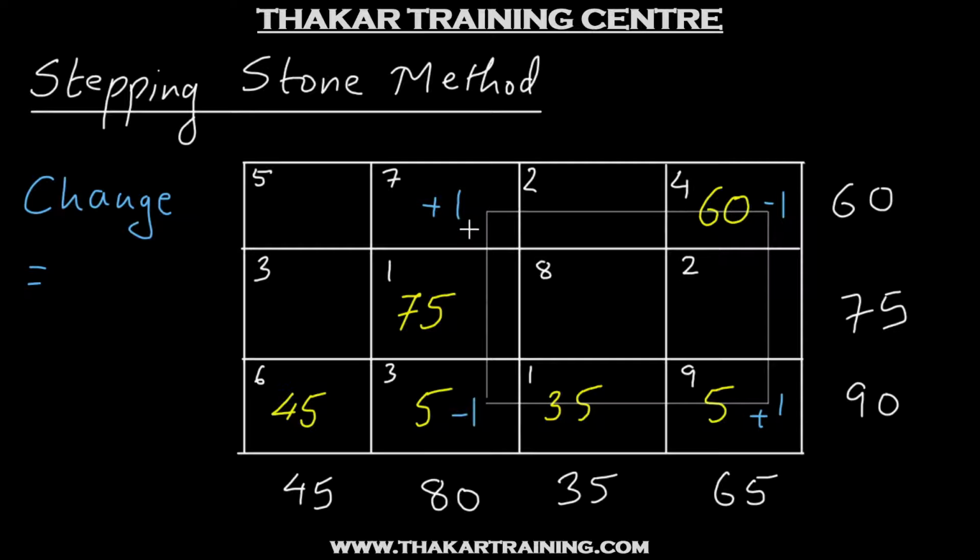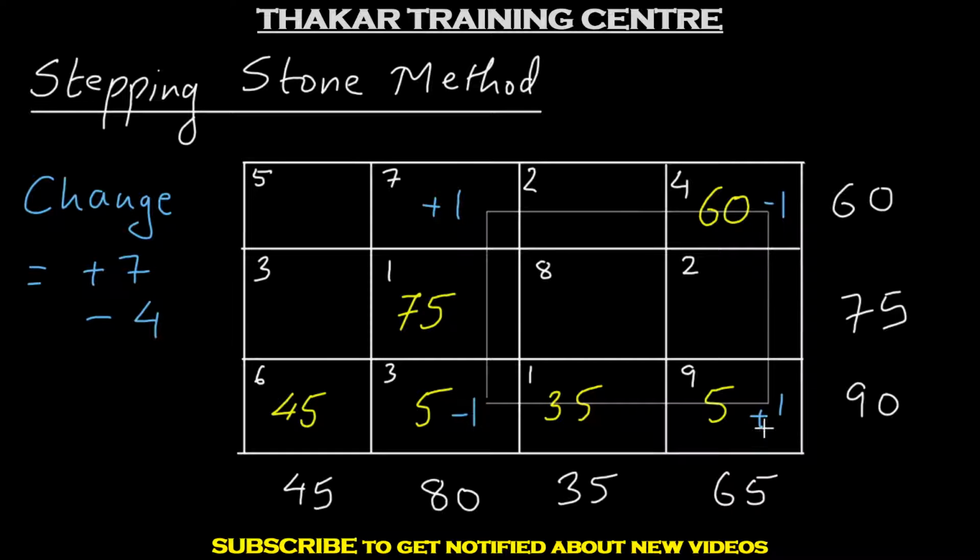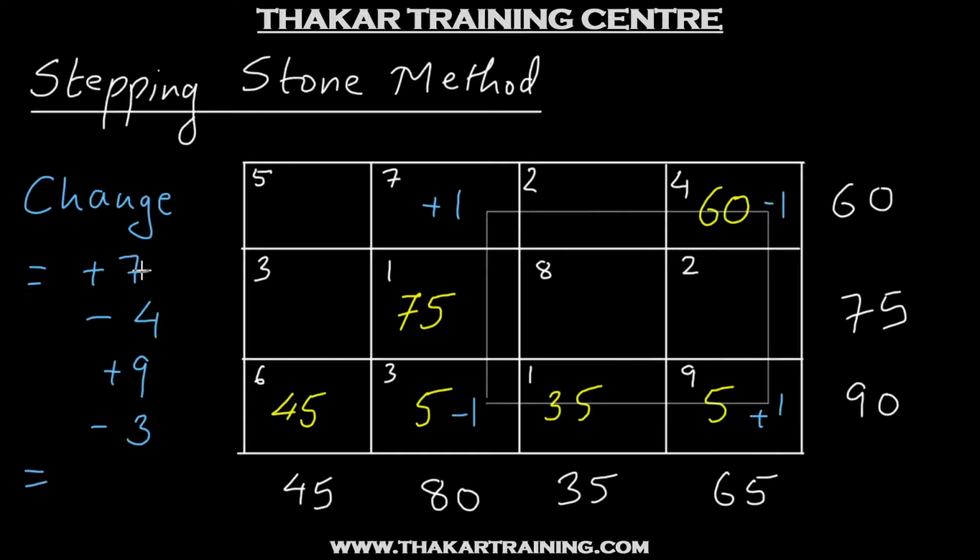Now the change in total transportation cost because of this allocation can be obtained as follows. So we have 1 unit added at the rate of 7, so that is plus 7. 1 unit reduced at the rate of 4, so that will be minus 4. 1 unit added at the rate of 9, so that is plus 9. 1 unit reduced at the rate of 3, so that is minus 3. So the total change is 7 plus 9 is 16, minus 7, so that is 9. So for every unit that is allocated to this cell, the total transportation cost will go up by 9.